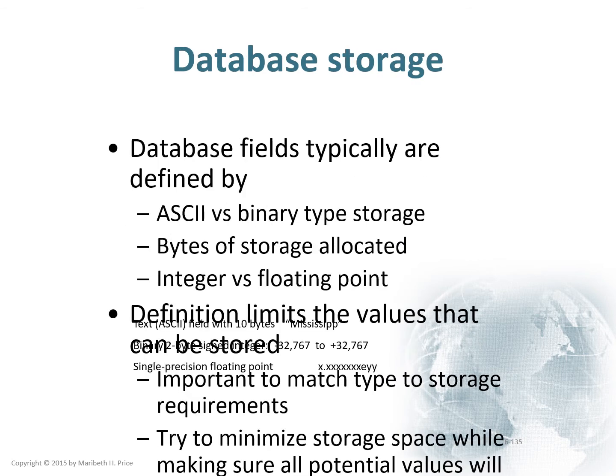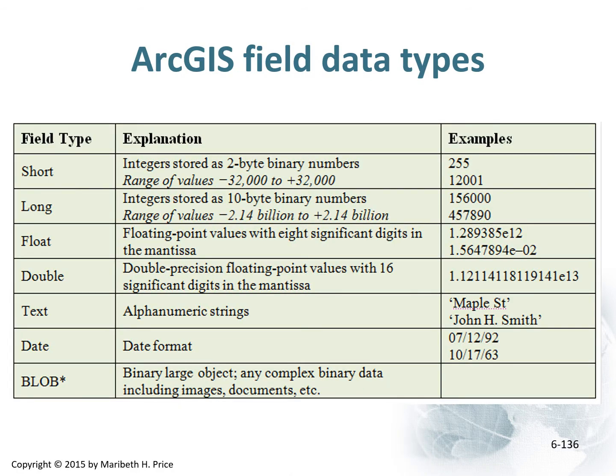As far as storage goes, there are lots of different types, ASCII, integer versus float, all kinds of things that go into it, but I'm not going to ask you any questions about that. Different types of fields that you can have in an attribute table are important to know. Big one is short, which is basically plus or minus 32,000. Long is plus or minus 1.4 billion, or 2.14 billion. Float is 8 significant digits. Double float is 16 significant digits.